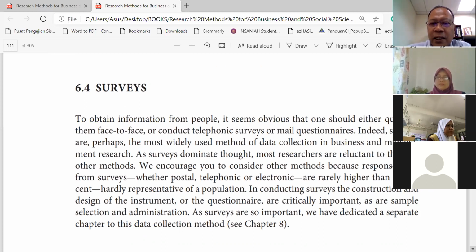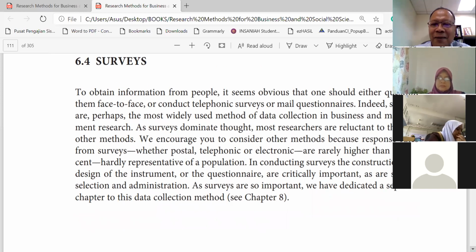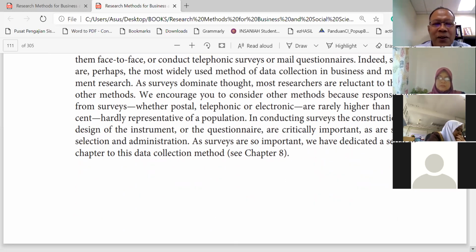And the third is nowadays people use e-questionnaires, where questionnaires are mailed through WhatsApp, email, and other electronic methods. So surveys dominate most of the research nowadays, especially by students. I don't know why. Most of my students also use a questionnaire.